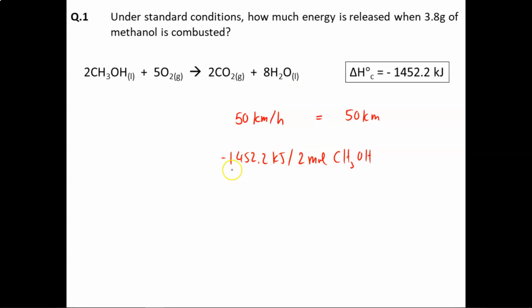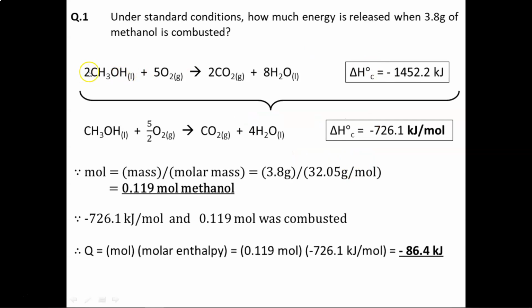Now it's kind of clumsy to say negative 1452.2 kilojoules per 2 moles of methanol. It's better to have it per 1 mole of methanol. So since there's a 2 coefficient over here, I'm going to divide the whole equation by 2, and now it's kilojoules per 1 mole of methanol. So once I divide this enthalpy value by 2, I get negative 726.1 kilojoules per 1 mole of methanol.